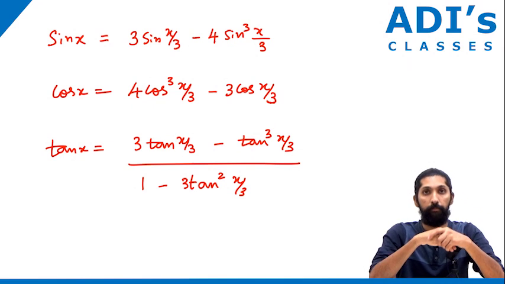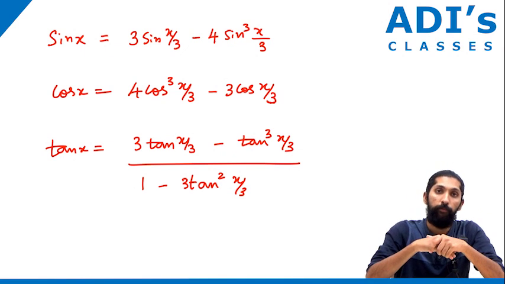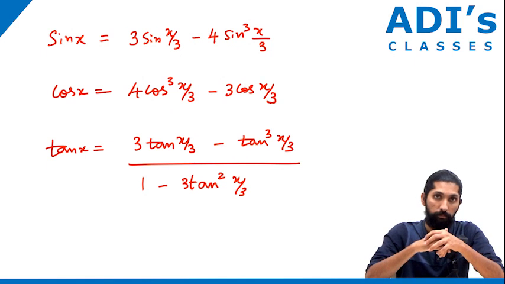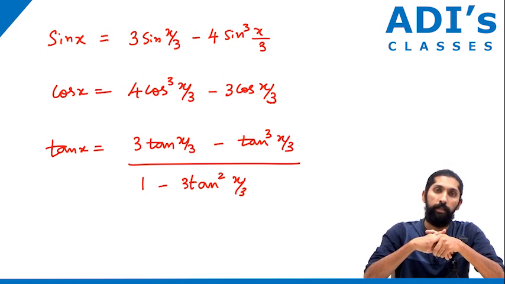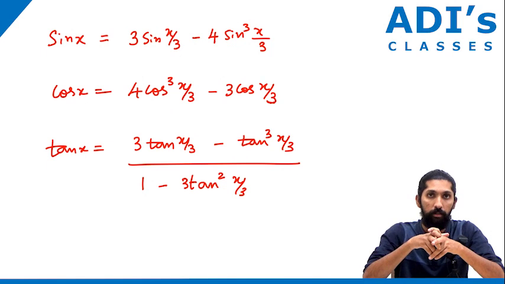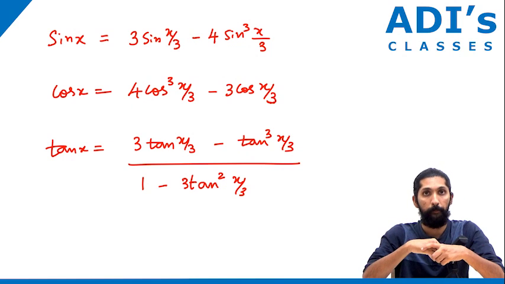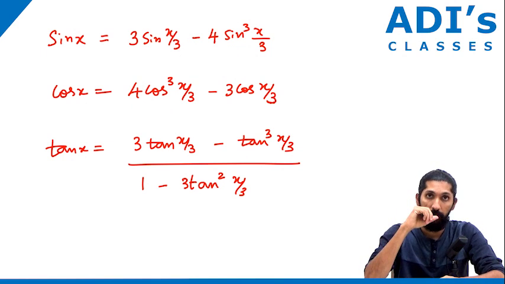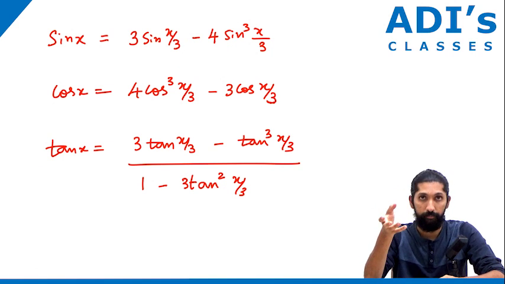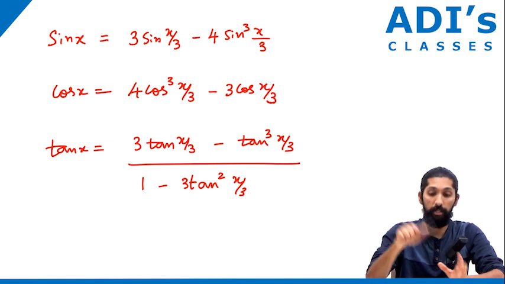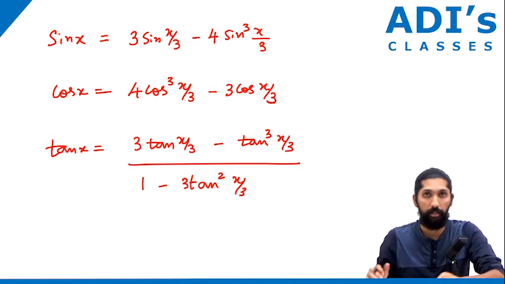For example, say I ask you, find the value of sine 10 degree. You will think, 10 degree is not a standard angle, so I cannot use any of the multiple angle methods. So let's come down to submultiple. For 10 degree, let's assume x to be 10. Let me show you how we can practically apply that.